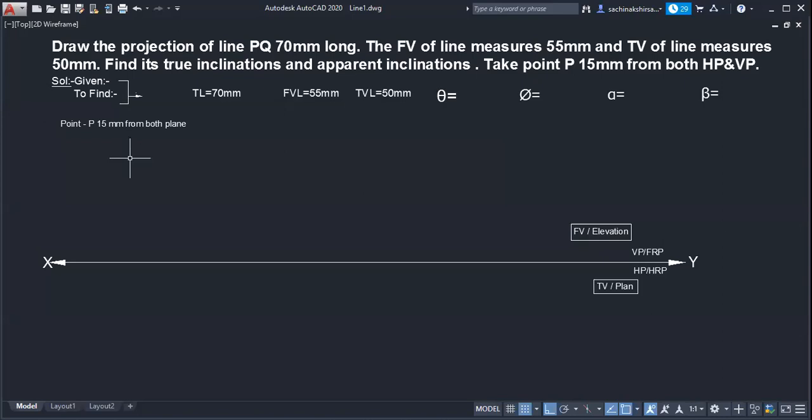What next? What is the speciality of this problem? All lengths are given. No angle is given. Why am I calling it typical? Because no angle is given. Are you observing? Out of the 4 angles, not even one angle is given. But all the lengths are given. That's why we say it is a little typical problem. How can we solve it? Can anybody guide? Can anybody think how we can solve this?